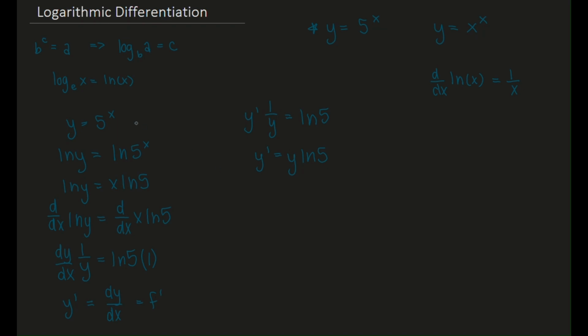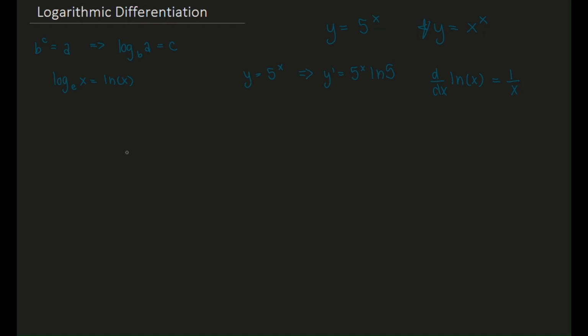If I remember way back at the beginning, y is equal to 5^x. So I'm just going to substitute that in for y. So y prime is equal to 5^x times the natural log of 5. And this is the derivative. We're done. So now let's take a look at if y equals x^x.